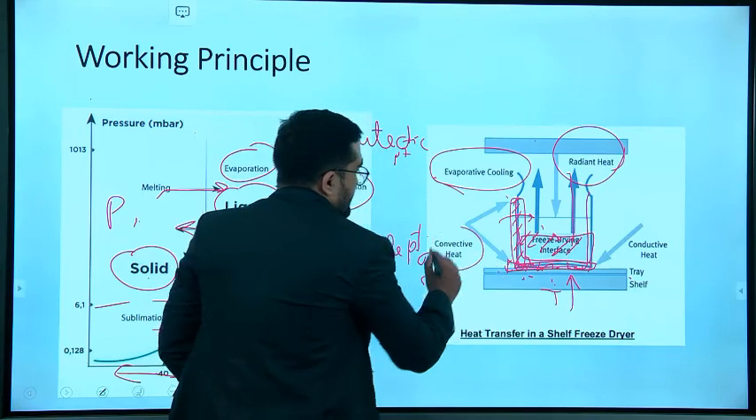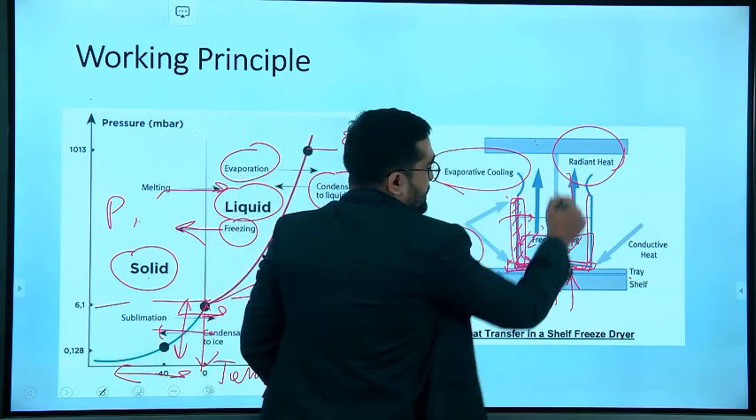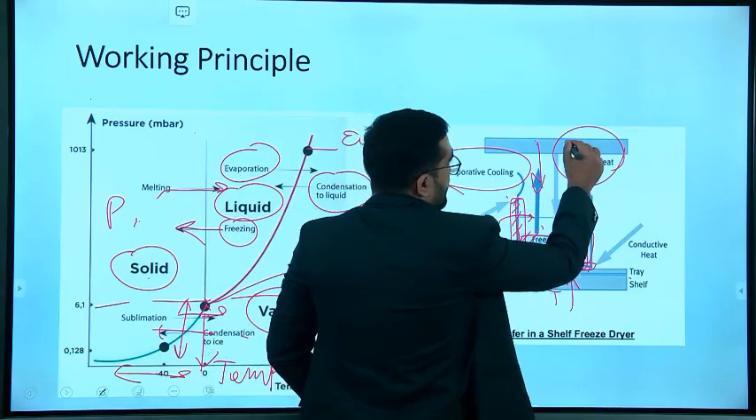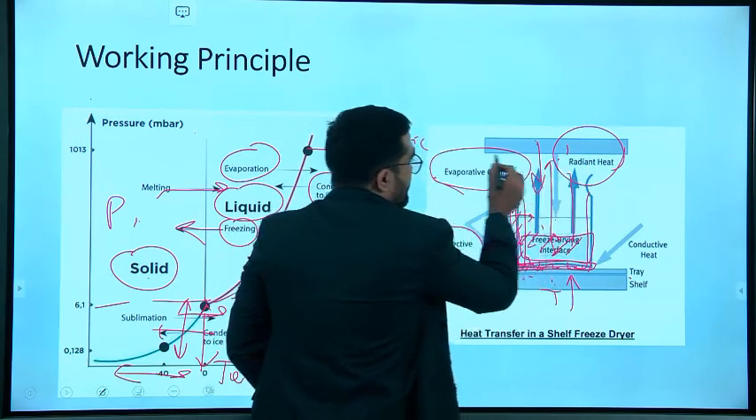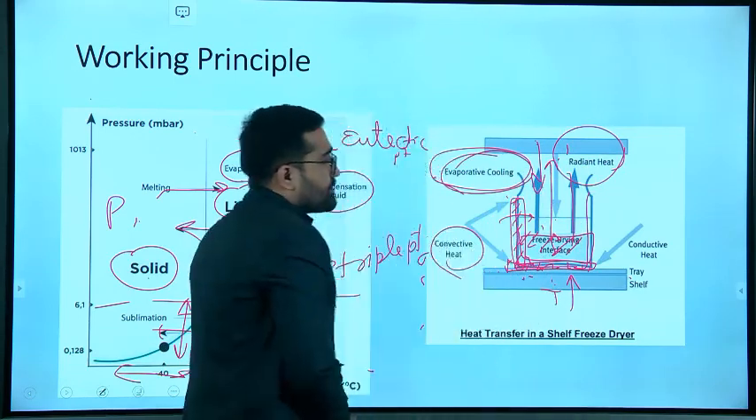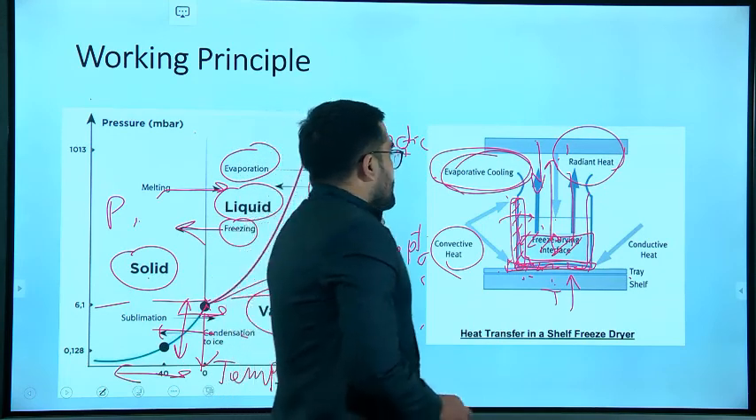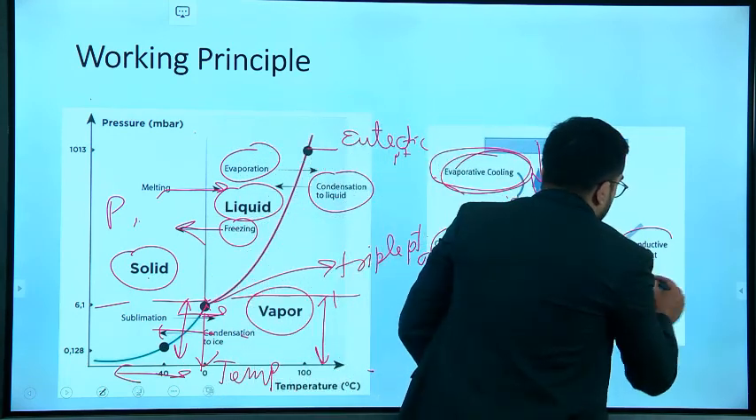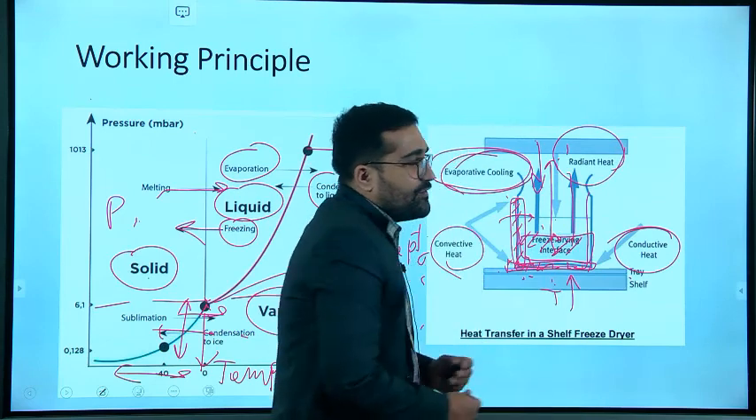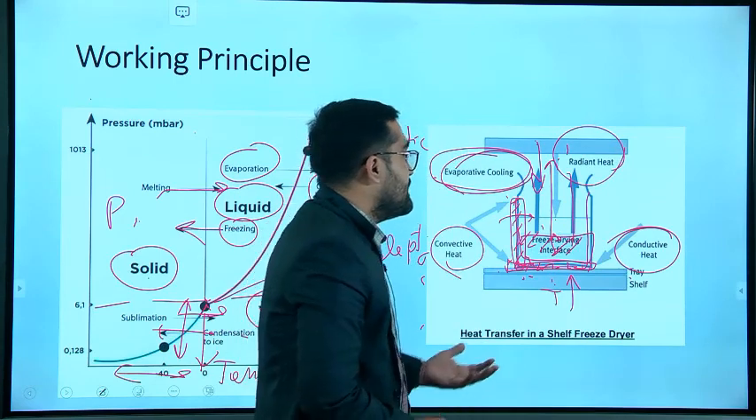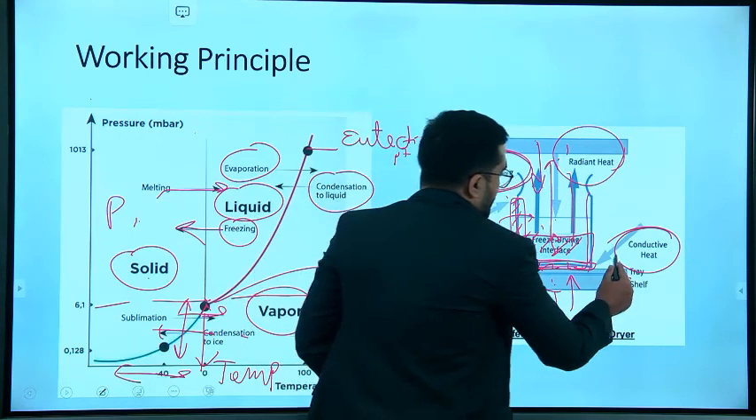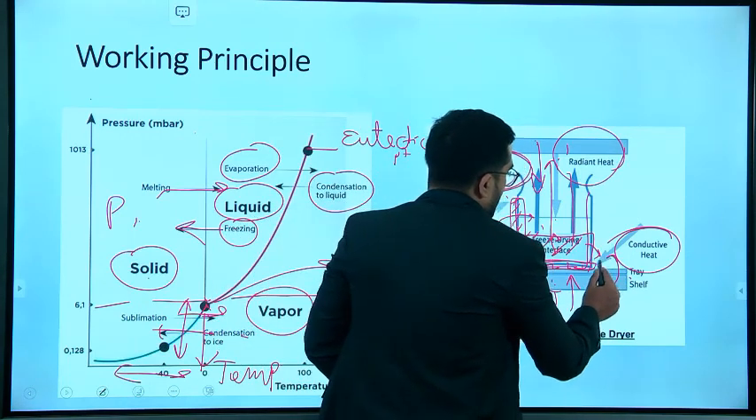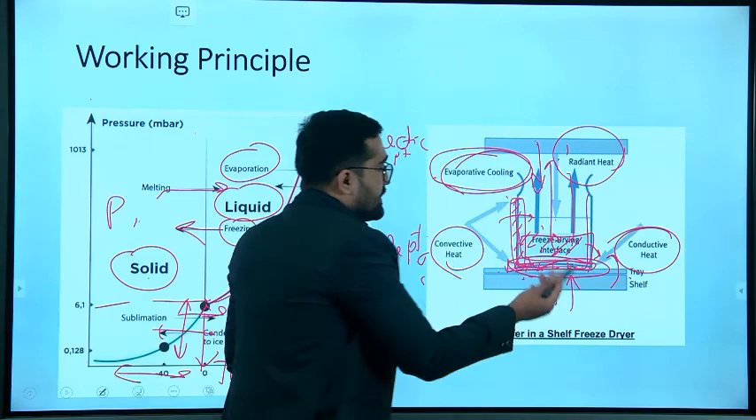That is convective heating. Radiant heat is from the top tray. The rays will transfer and the heat will generate, and it will cause the evaporative cooling. Okay, convective heat is done. Then there is another heating, that is conductive heat. Conductive heat is directly due to the tray and the bottom of the bottle. That is the conductive heating.